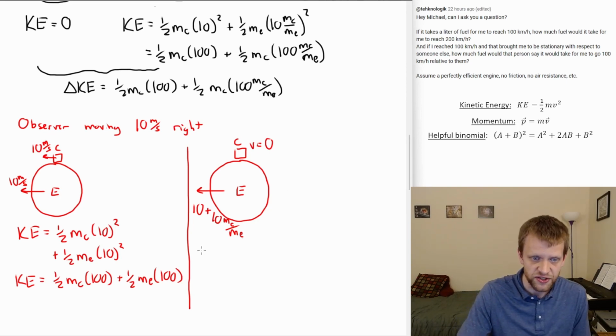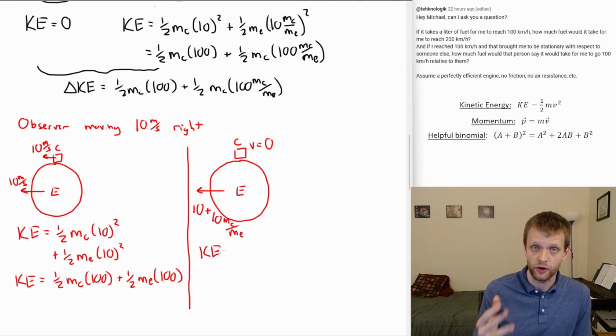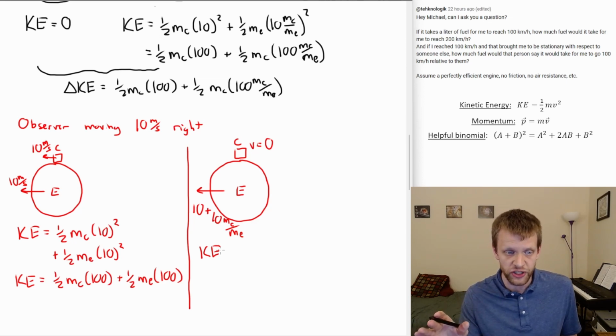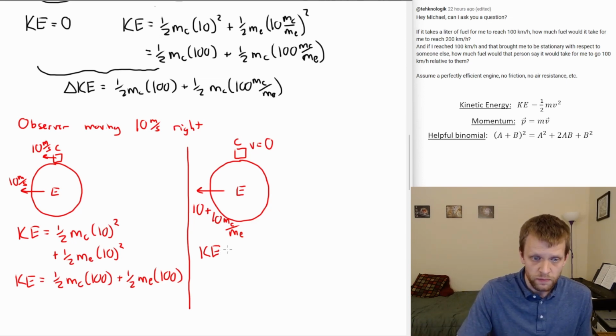So in this state, our kinetic energy is just the kinetic energy of the Earth. In this reference frame, the car has no kinetic energy. So our kinetic energy is 1/2 times the mass of the Earth times this velocity squared. So 10 plus 10 mass of the car over the mass of the Earth, all that squared.